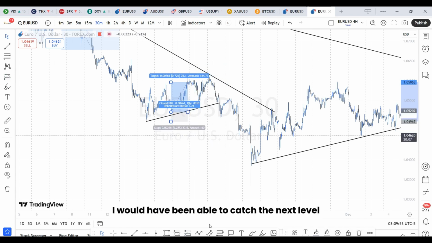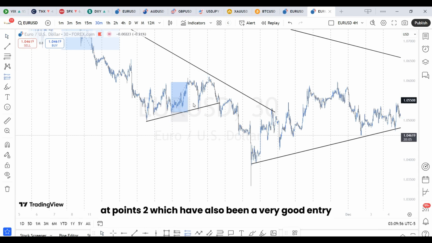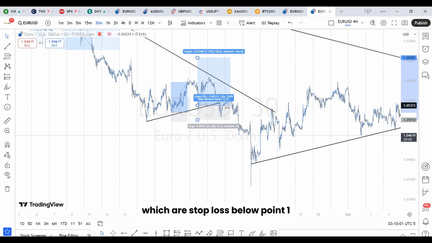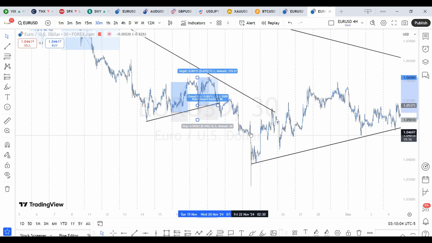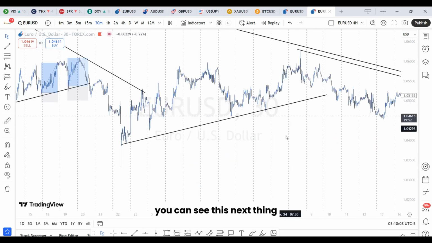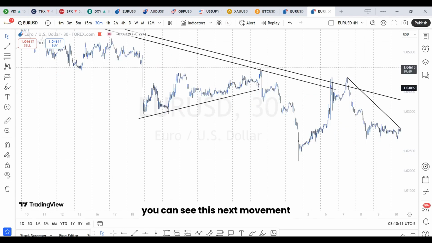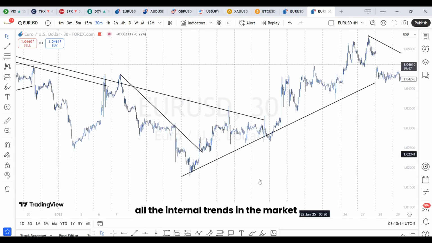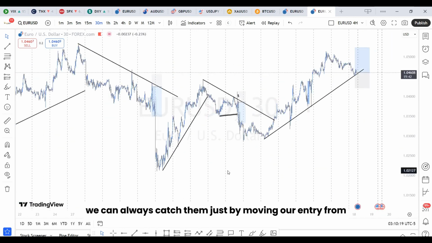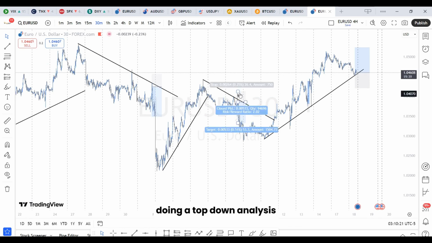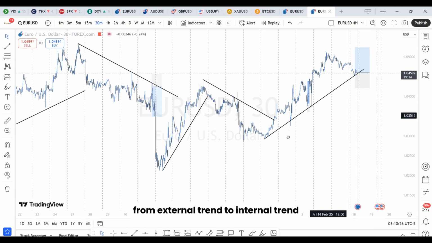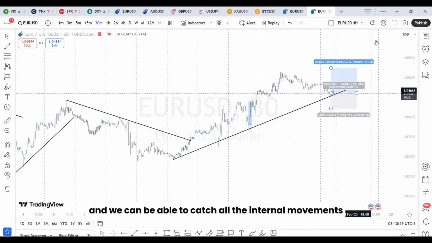I would have been able to catch the next level at point B, which would have also been a very good entry with our stop loss below point 1 and our take profit here. So the market can continue like this. You can see this next movement. All the internal trends in the market, we can always catch them just by doing a top-down analysis from external trend to internal trend, and we can be able to catch all the internal movements in the market.